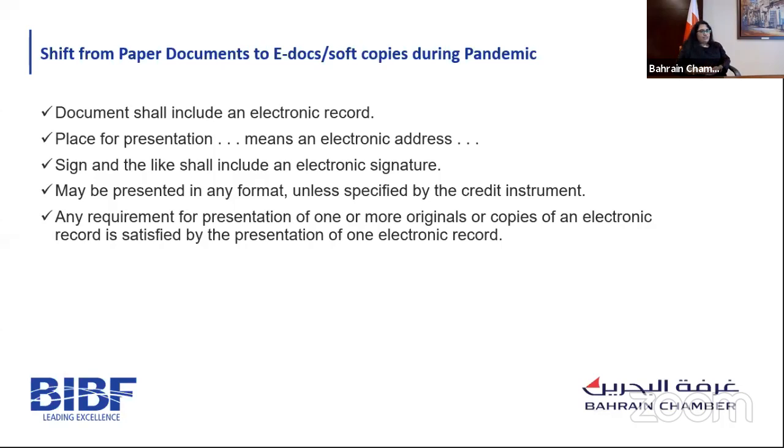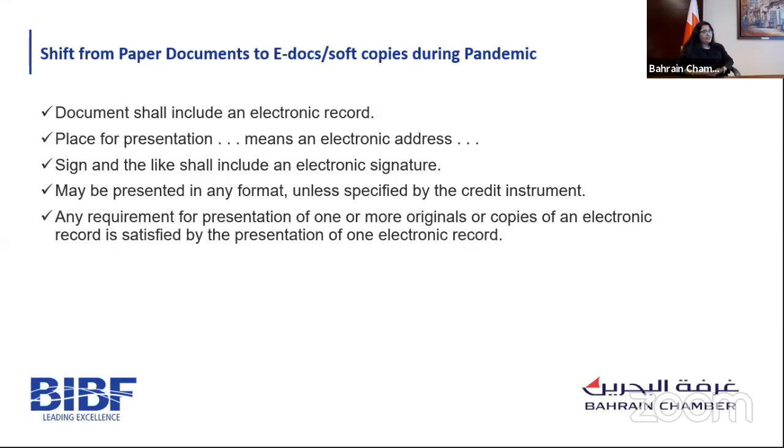Now, with the COVID situation, what we have seen is a shift from paper to paperless. The trading is now done mostly paperless. There is a requirement for e-documents, or soft copies, which are now used during this pandemic situation. So now we need to be very careful that the document may include an electronic record, and there will be a place for presentation that can be an electronic address. So you can give a hyperlink, but make sure that this hyperlink is working, and the signature can be an electronic signature.